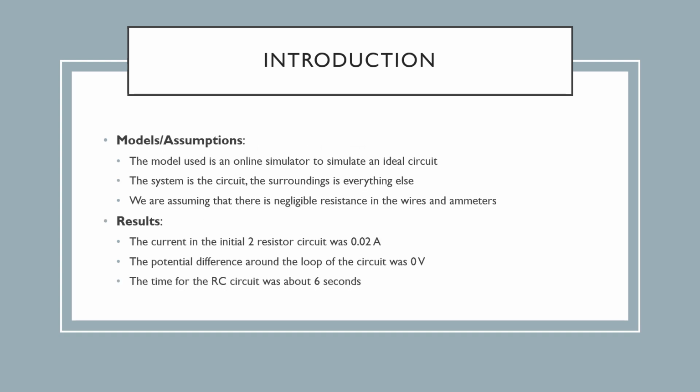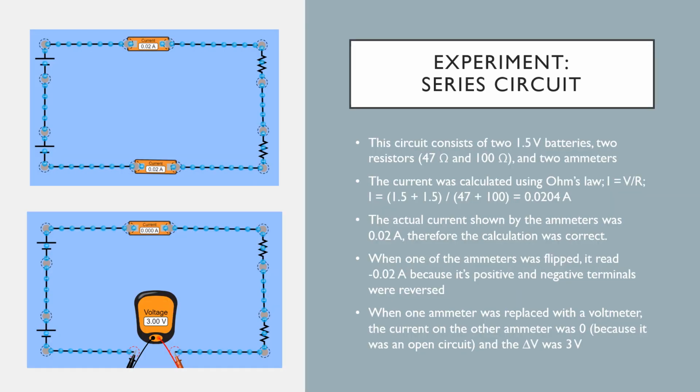In this lab, we used an online simulator to model an ideal circuit, and the system is the circuit and the surroundings are everything else. We're assuming here that there's negligible resistance within the wires and the ammeters. For a brief preview of the results, the current in the initial 2 resistor circuit was 0.02 amps. The potential difference around the loop in the circuit was 0 volts, and the time for the RC circuit was about 6 seconds.